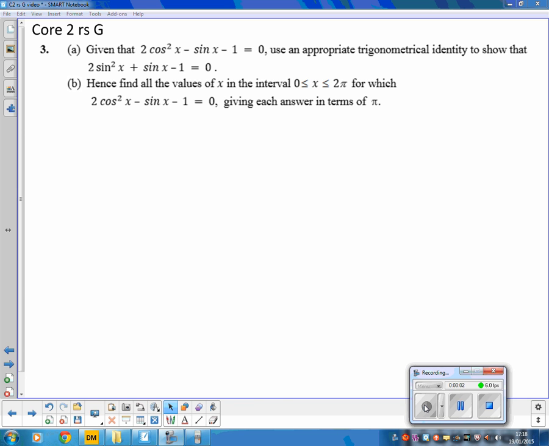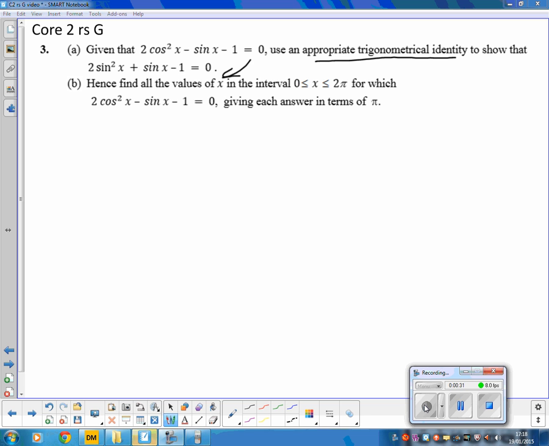Right, question 3 is a typical exam style question that could come up. So we're given something and we want to turn that into a different equation, and we have a hint using an appropriate trigonometrical identity. Now in Core 2 there are two identities that you need to learn for trigonometry, which are sine x over cos x is tan x, and sine squared x plus cos squared x equals 1.